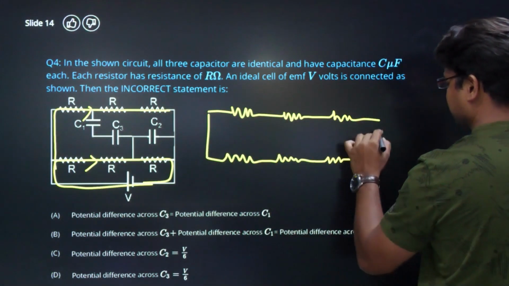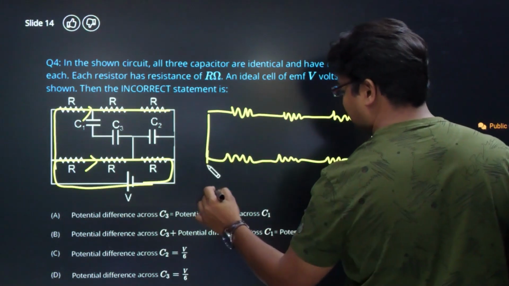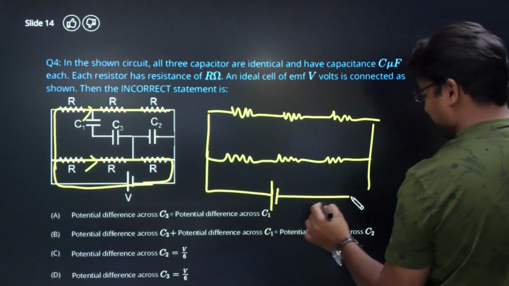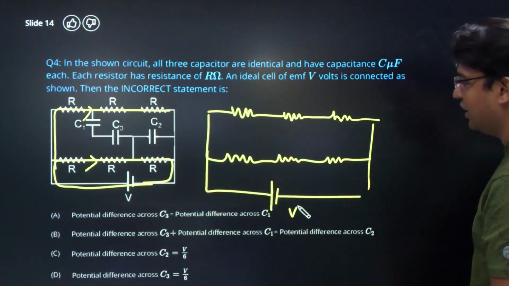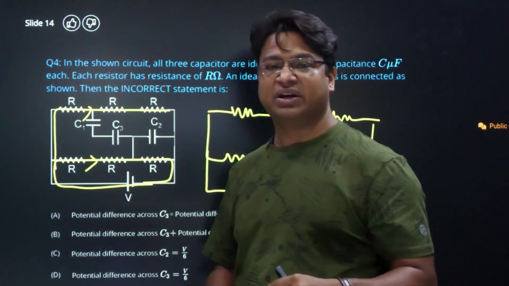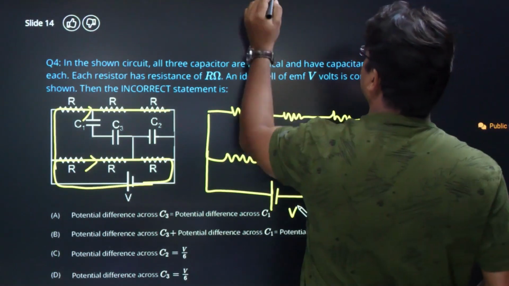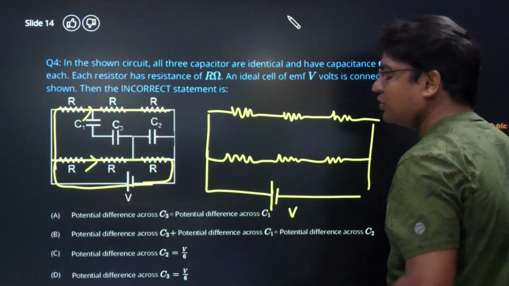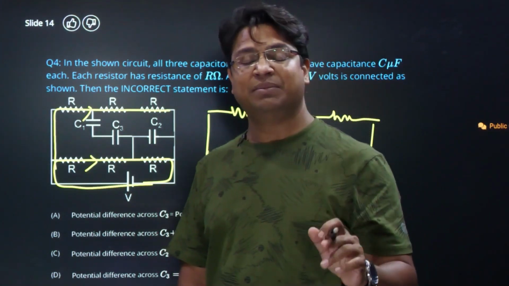Alright, and all the resistors have the same value R. So what will happen is that all the current in both the branches will be V by 3R and V by 3R, which also means that the potential drop across any resistor will be V by 3.